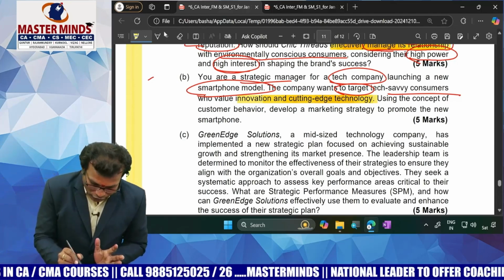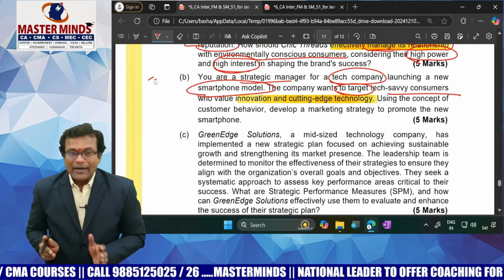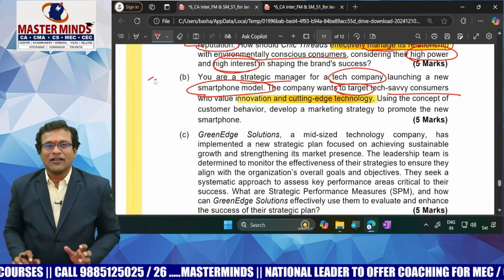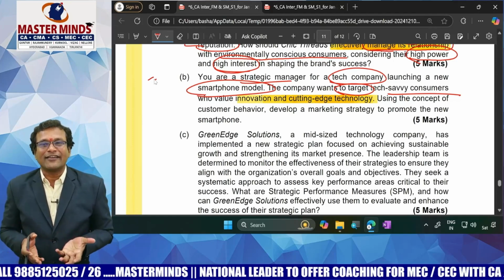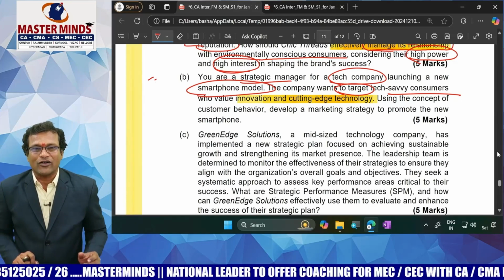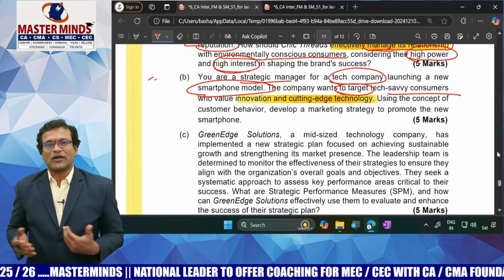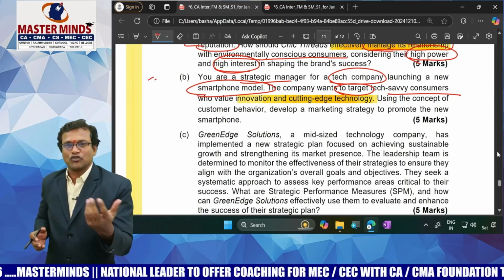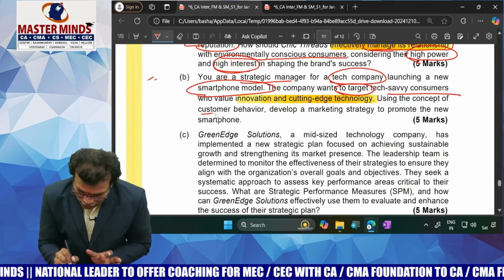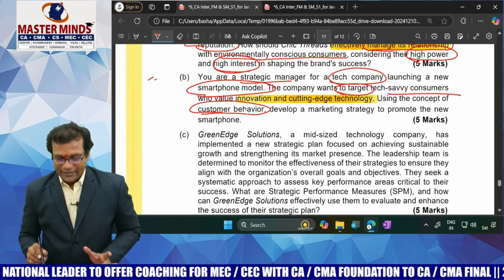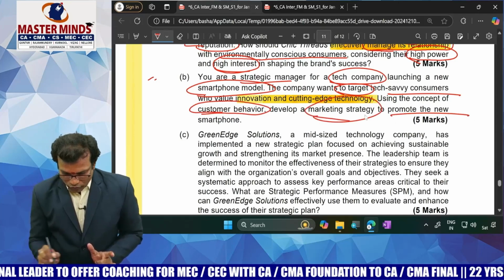Using the concept of, look at this keyword. Up to this point in the question, you'll be wondering which concept he is actually tackling. There is no clue at all. He is trying to launch some new smartphones for targeted consumers, that's it. Now look at the question. Using the concept of customer behavior, develop a marketing strategy to promote the new products.